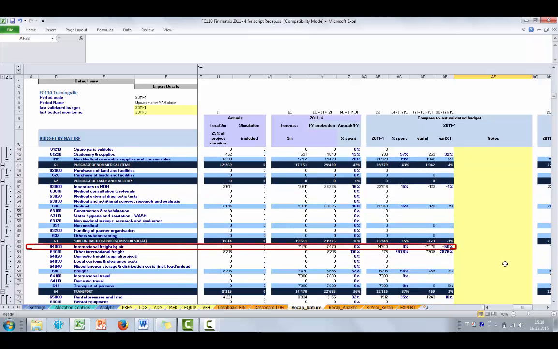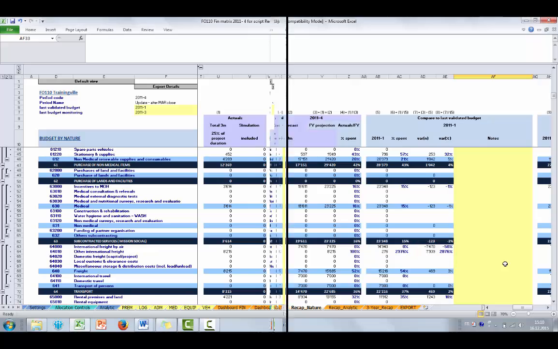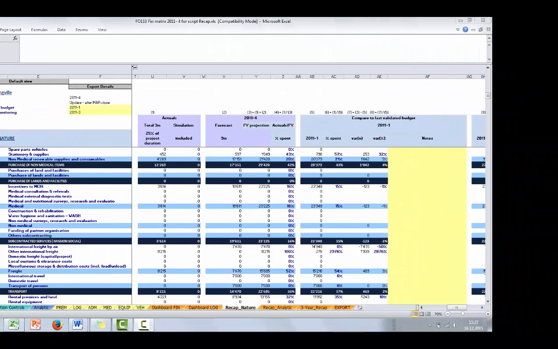Let's find another example. For the account 64,000 international freight by air, we can notice a variation of more than 5,000 Swiss francs and more than 10%. On the other hand, for the 64,010 account, other international freight, we can also notice a variation that is more than 5,000 Swiss francs and more than 10% of the budget. Those variations would legitimate an exchange with the team in order to find out why and write it down as a comment.